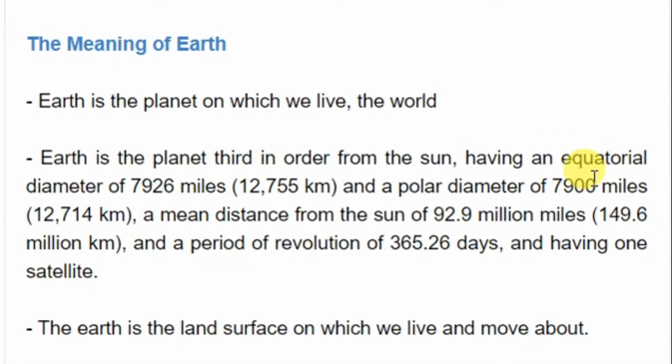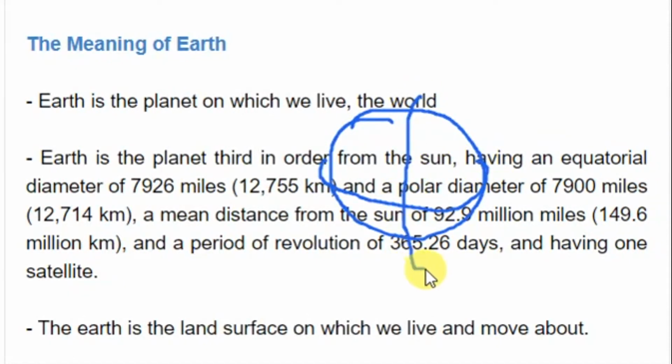That means the earth is elliptical in shape. When we say elliptical, we mean that the shape of the earth is not circular. A circle has a diameter. This is what you can call the equatorial diameter, and this one is the polar diameter. Now in a circle, the equatorial diameter must be equal to the polar diameter, but in the earth, these two diameters are different. That means the shape of the earth is elliptical.